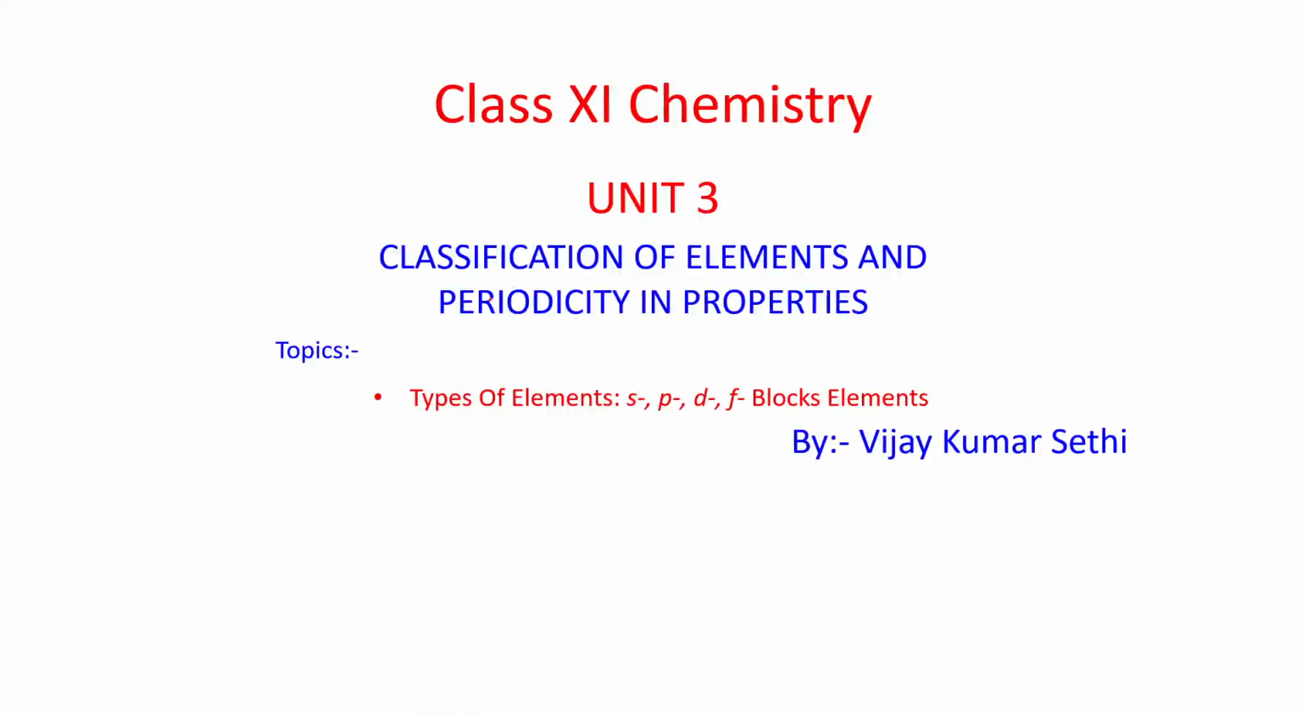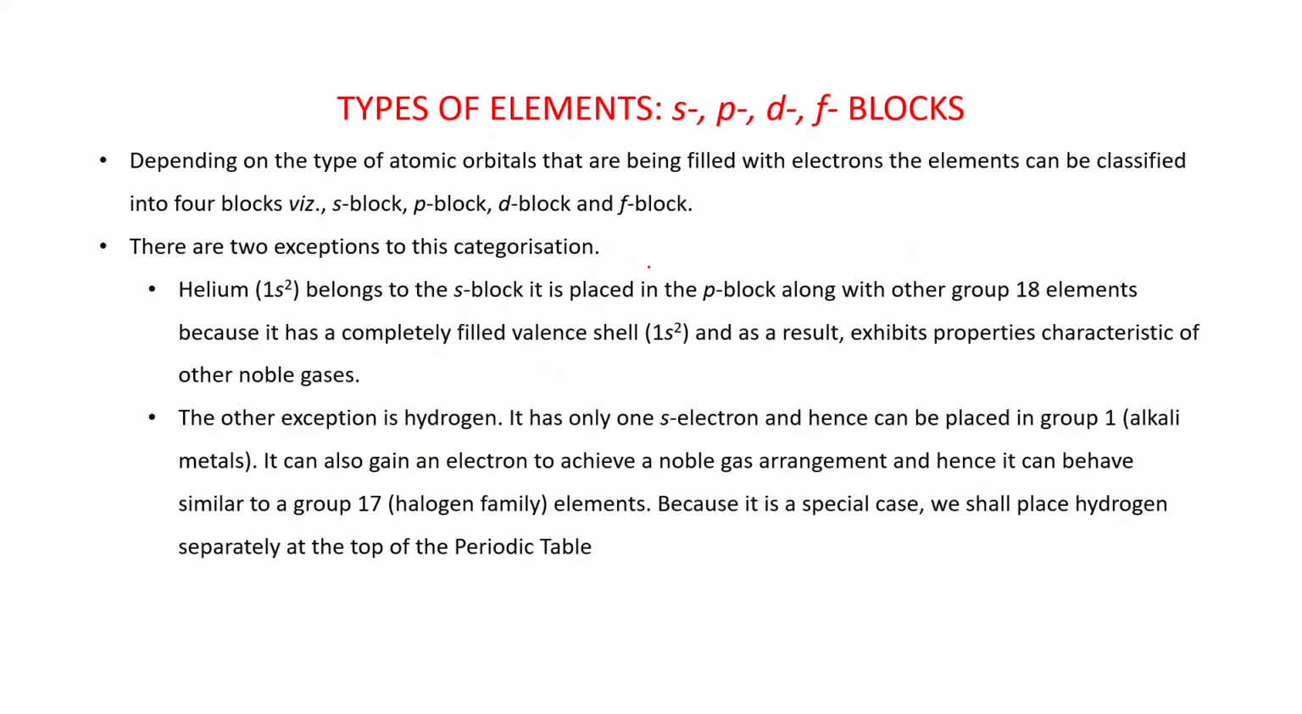Class 11th Chemistry, Unit 3, Classification of Elements and Periodicity in Properties. In this video, we will discuss types of elements: S, P, D, F block elements. Depending on the type of atomic orbitals that are being filled with electrons, the elements can be classified into 4 blocks, namely S block, P block, D block, and F block.